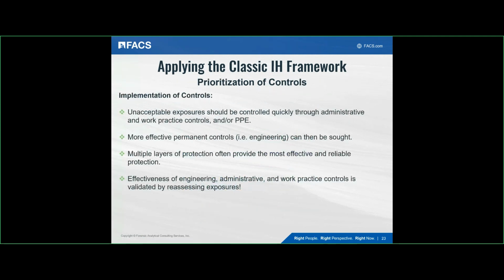So prioritizing your controls, right, for your implementation. The hierarchy, again, is based on reliability and effectiveness of your control strategies. Initially, the SEGs that are judged unacceptable should be quickly controlled. And that can often be done through administrative controls, work practices, and use of PPE. That can then provide you time to seek out more permanent controls through engineering means. Regardless of the level of control or the type of control that you use, the effectiveness of them needs to be validated through exposure reassessments.